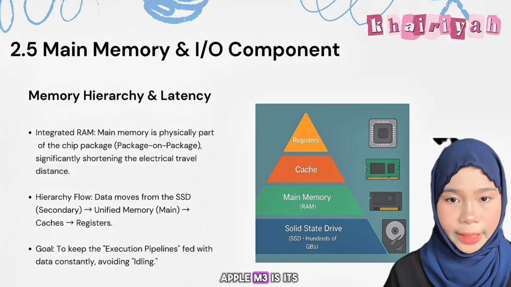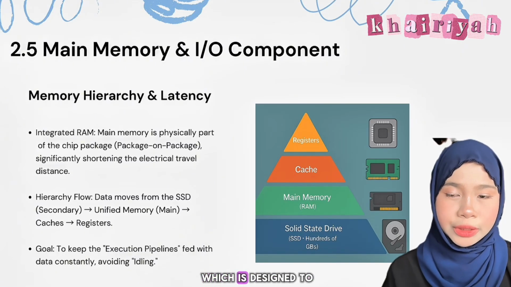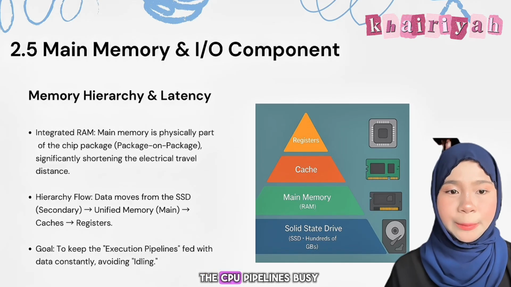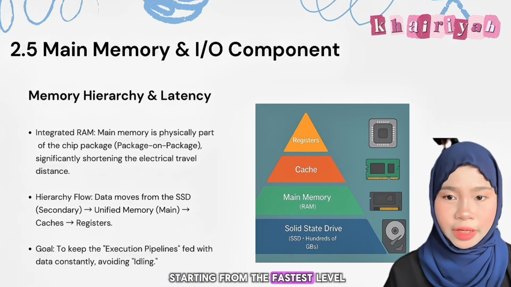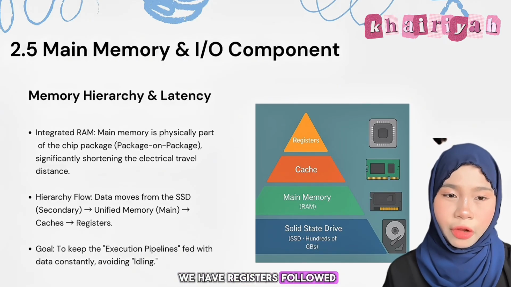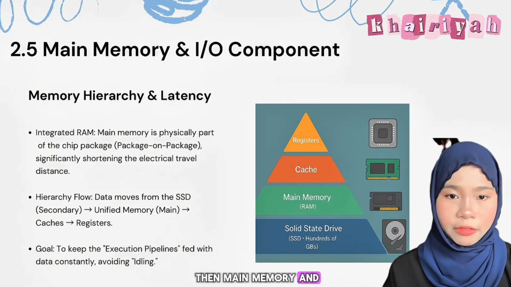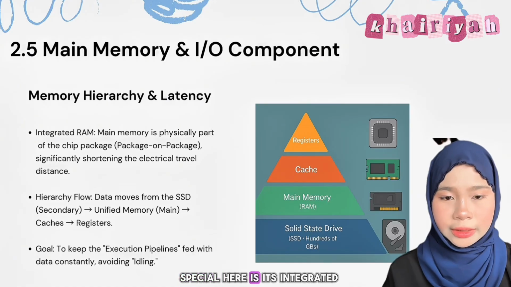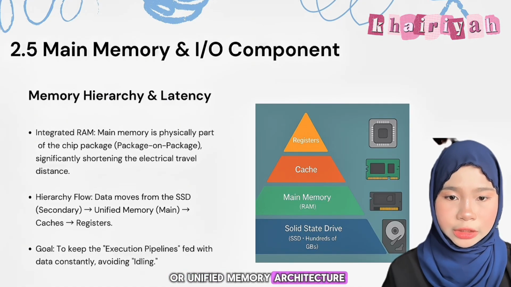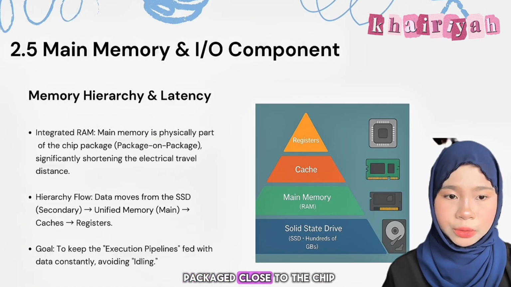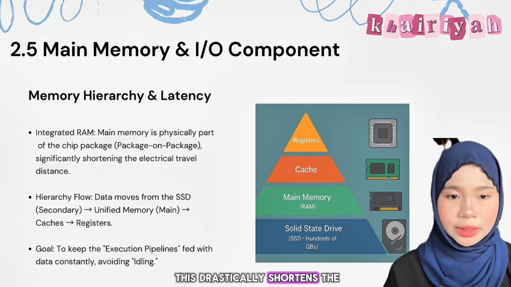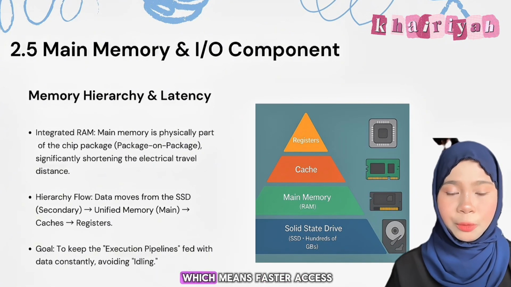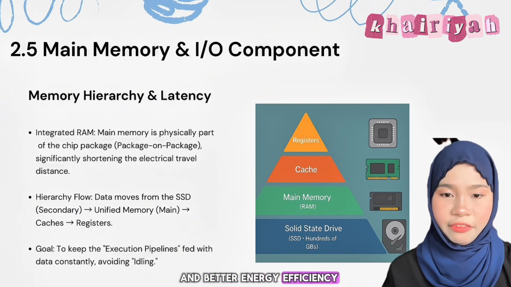At the core of Apple M3 is its memory hierarchy, which is designed to minimize latency and keep the CPU pipelines busy. Starting from the fastest level, we have registers, followed by cache, then main memory, and finally secondary storage like SSDs. What makes Apple M3 special here is its integrated, or unified, memory architecture, where RAM is physically packaged close to the chip. This drastically shortens the electrical distance data has to travel, which means faster access and better energy efficiency.